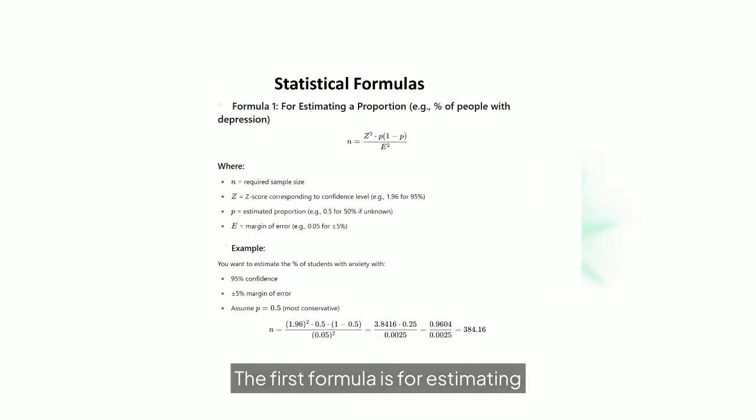The first formula is for estimating a proportion, such as the percentage of people with a condition. It involves the z-score, estimated proportion, and margin of error. This formula helps determine the required sample size for accurate estimation.